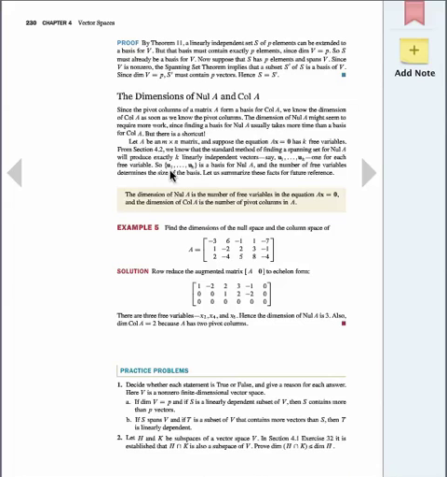Then we have a discussion of what are the dimensions of the null space and column space of a matrix. You should think of these in terms of pivots in A. And that's really about all there is to say about this section. It's a pretty profound concept, but not a hard one. Example 5, of course, is just looking at dimensions of the null and column space of a given matrix.